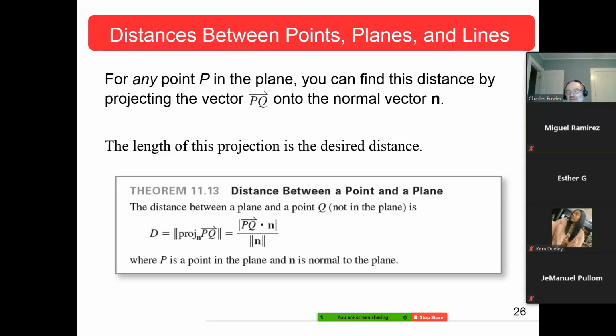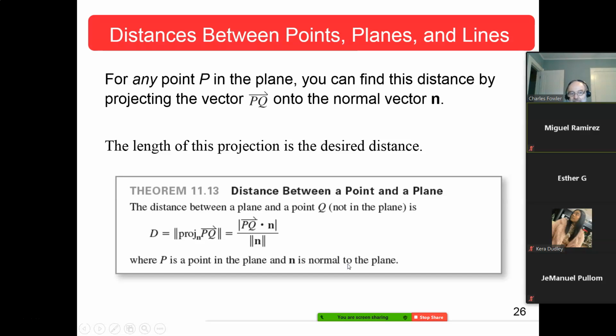So here's your theorem, 11.13. The distance between a plane and some point Q not in the plane is, that distance, capital D, the magnitude of the projection of PQ onto N. Going back to what we did before, that's the absolute value of the dot product of PQ and N, divided by the magnitude of N, where P is a point in the plane and N is normal to the plane.